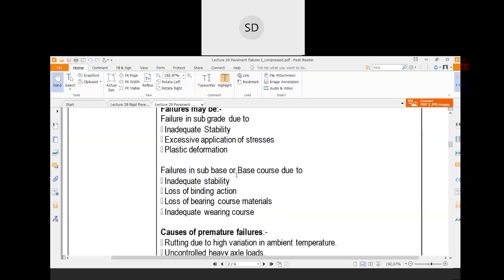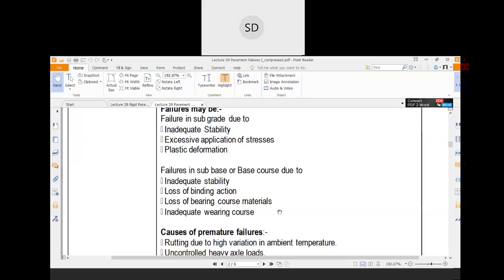Then there is failure in the subbase or base course due to inadequate stability. Suppose whatever aggregate you have chosen for the base or subbase course is not stabilized enough, or improper grading has been used. For that reason, the pavement may fail. Then there is loss of binding action. Suppose you have used elongated, flaky, or rounded aggregate. In that case, the aggregate cannot bond together properly, interlocking properties cannot be formed, and therefore loss of binding action would happen.